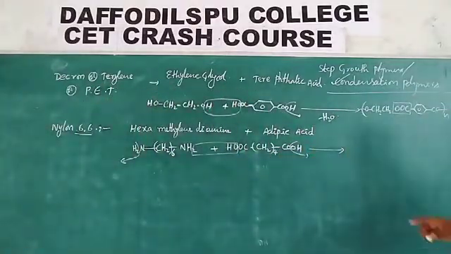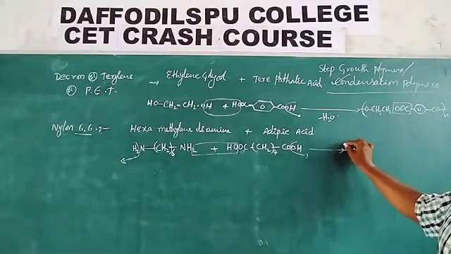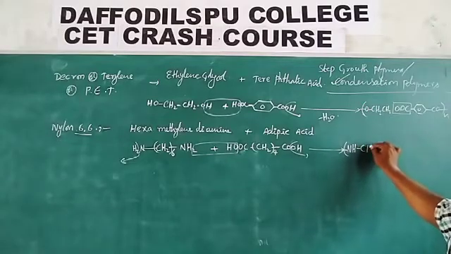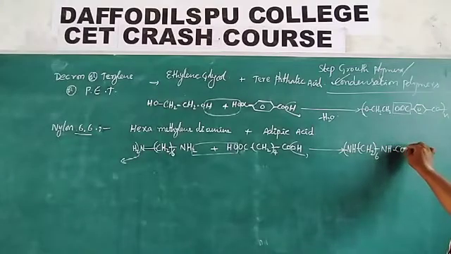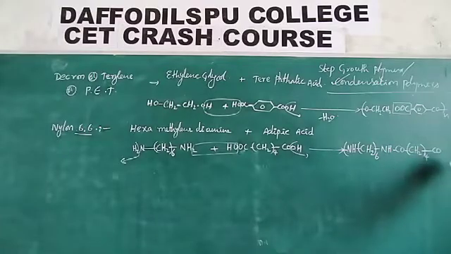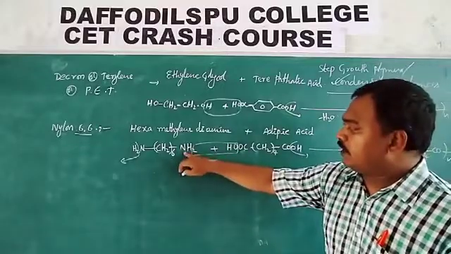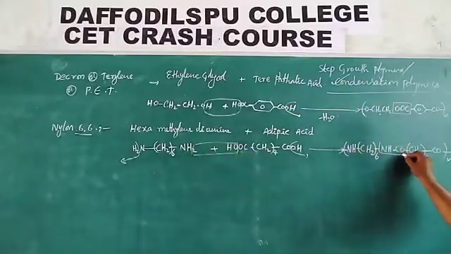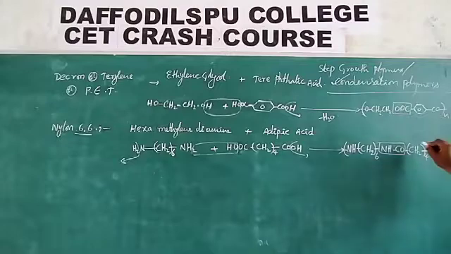So that is hexamethylenediamine and this one is adipic acid. So we are getting a polymer. Look at here, NHCO group. This group is called amide. How many times is this amide repeating? N times. So it is an example for polyamide.